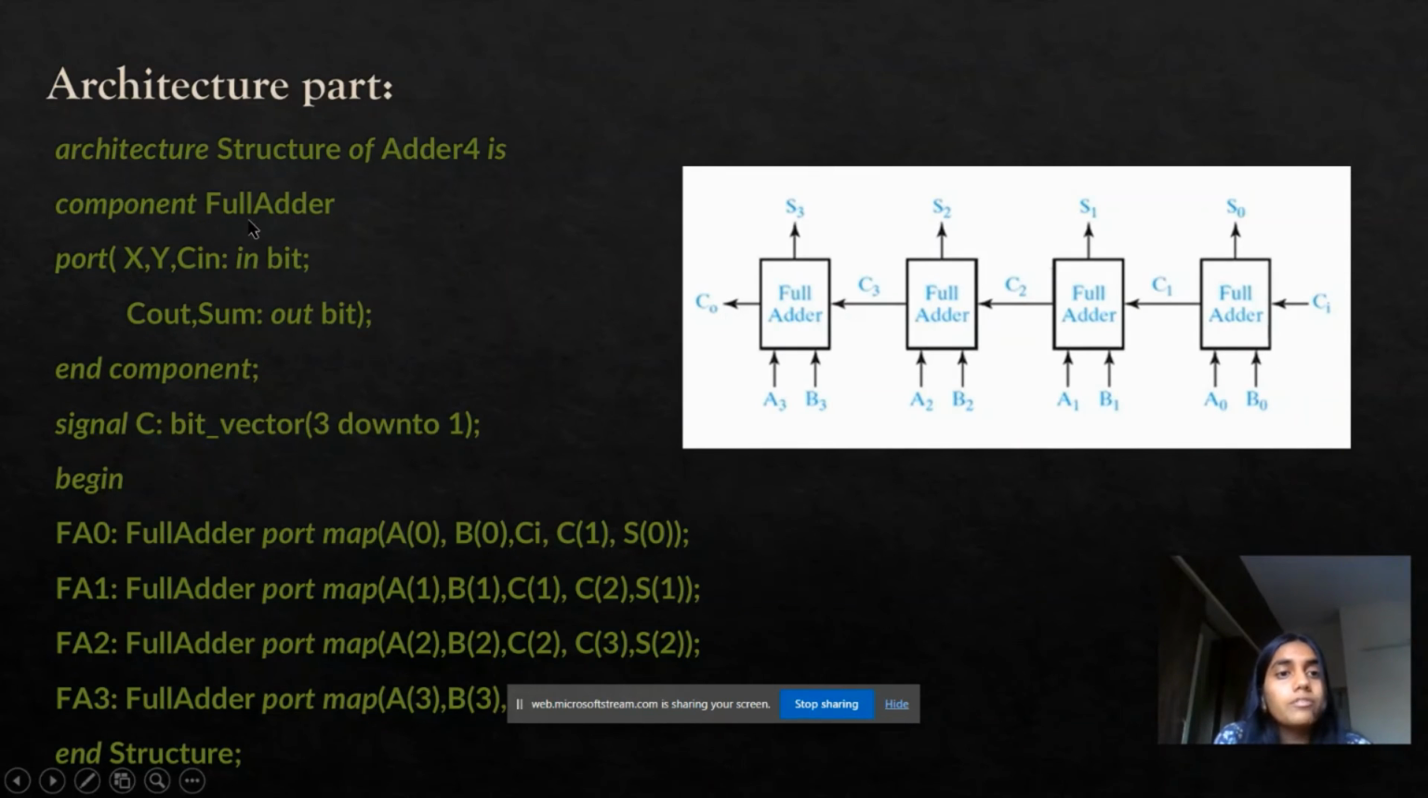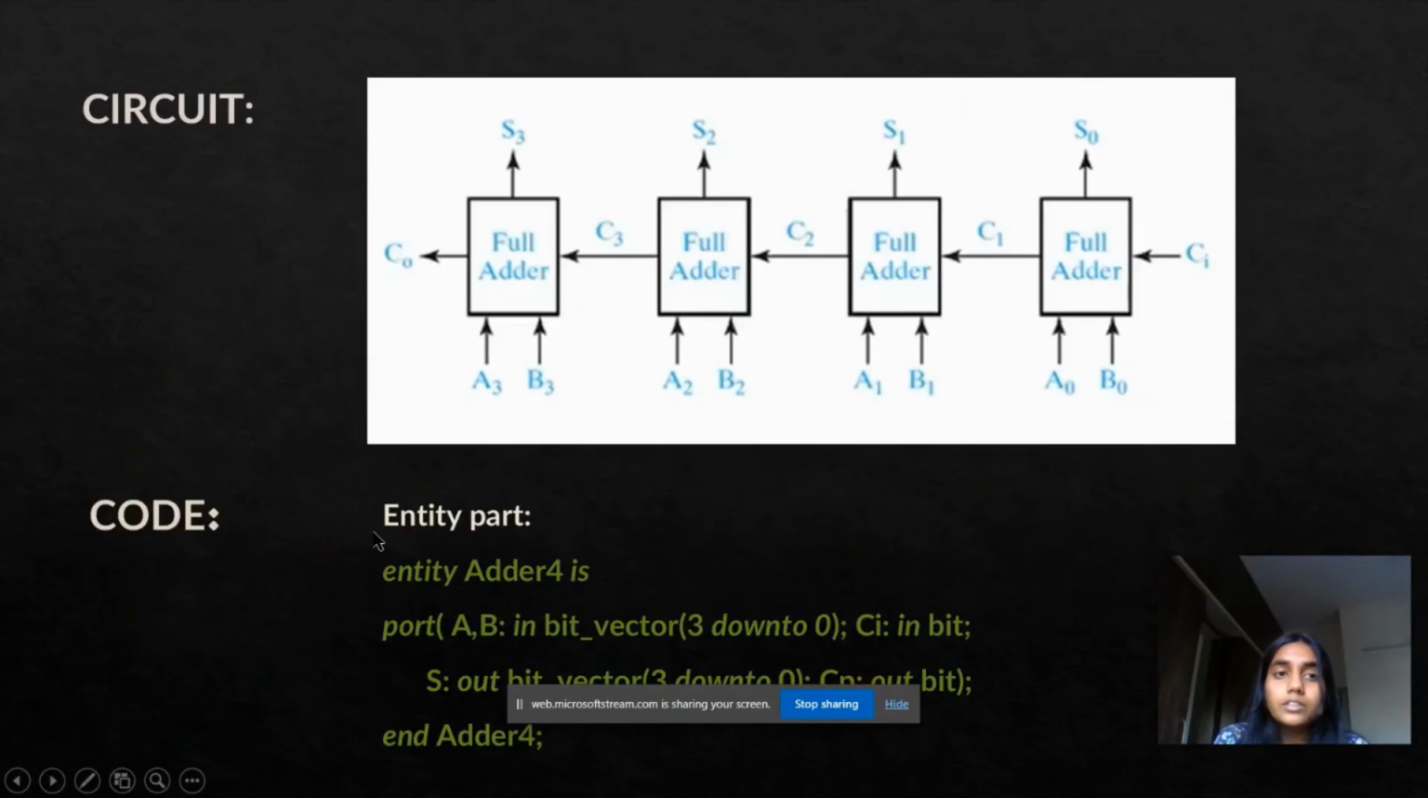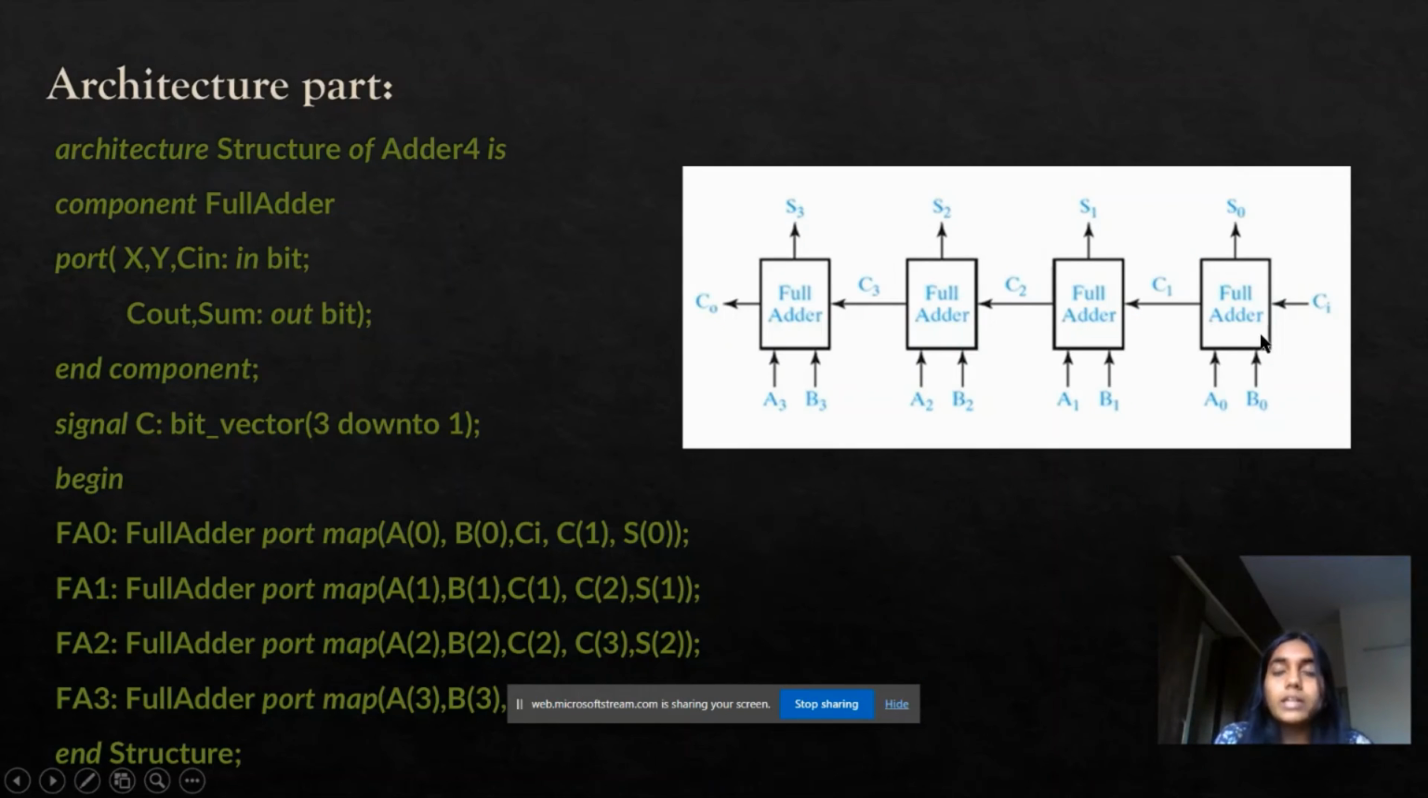So I've taken a component full adder, port X, Y, Cin. We know the code of full adder over here. X, Y, Cin in bit, Cout, sum out bit. I've just put this code under the component part in order to keep calling it. So as I've told you, you can use modules, like multiple modules, and they will function as a function in a code. Now you can have X, Y, Cin in bit, Cout, sum out bit. So 3 inputs, 2 outputs, you end this component, and I will explain the signal C a while later.